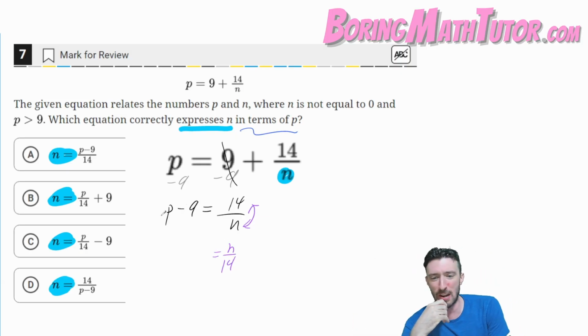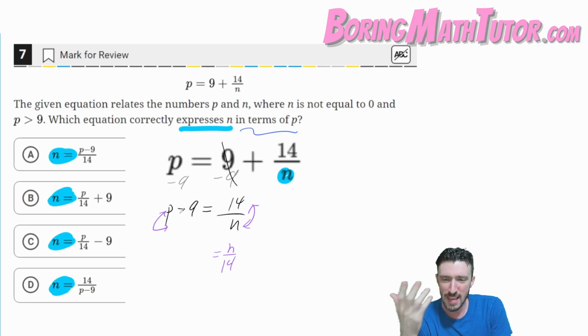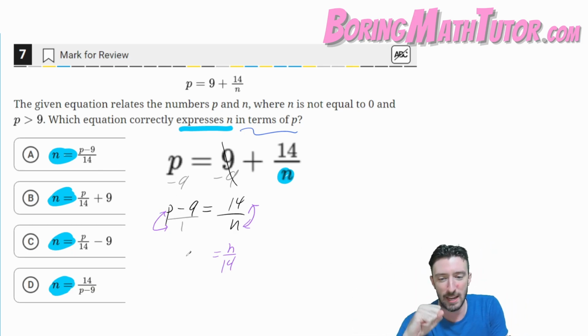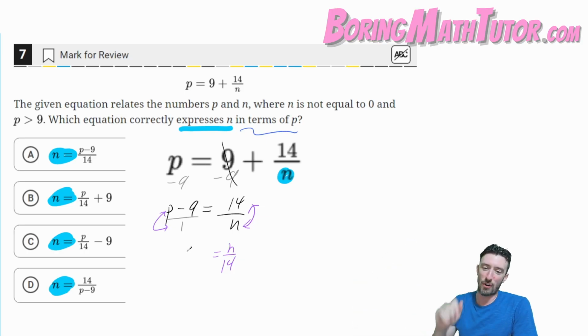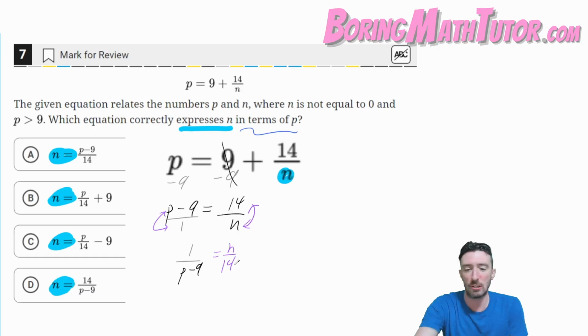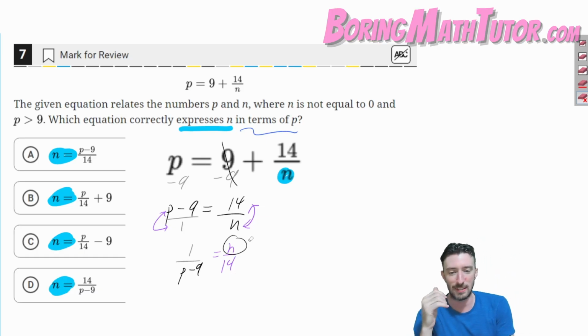Well, I can only do that if I take the reciprocal. What? The other side's not a fraction. Well, let's fix that. P minus 9 over 1. Okay, now it's a fraction, so we're going to put 1 over P minus 9. So we took the reciprocal of both sides. Now the n is on the top.